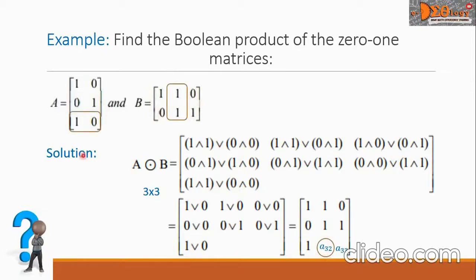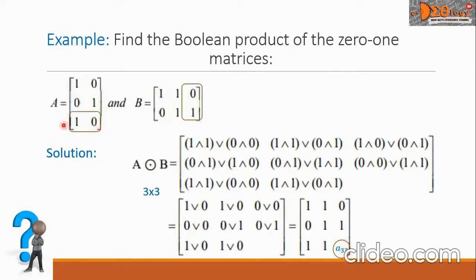We shall consider the third row of A and second column of B. So we write here 1 and 1 or 0 and 1. 1 and 1 is 1 or 0 and 1 is 0. 1 or 0 is 1. Third element, A sub 3, 3.